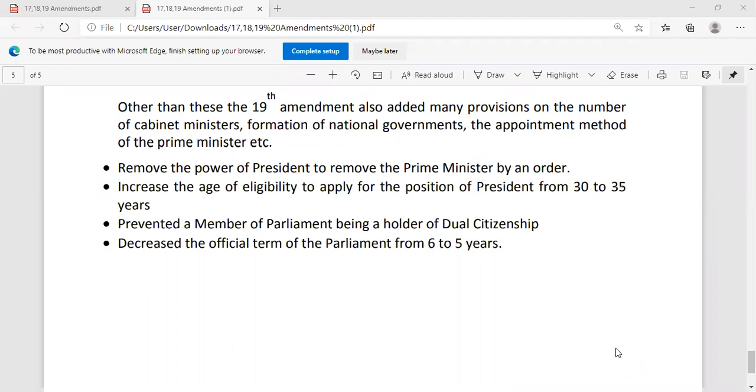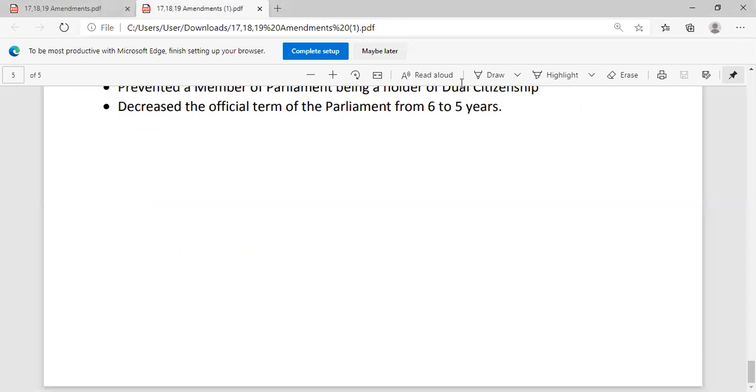And decrease the official term of the parliament from 6 years to 5 years as well. So it was also 6 years at one point. Back then, parliament's official term and president's official term were both six. It was reduced to 5 years, right? So that's about the 19th amendment.